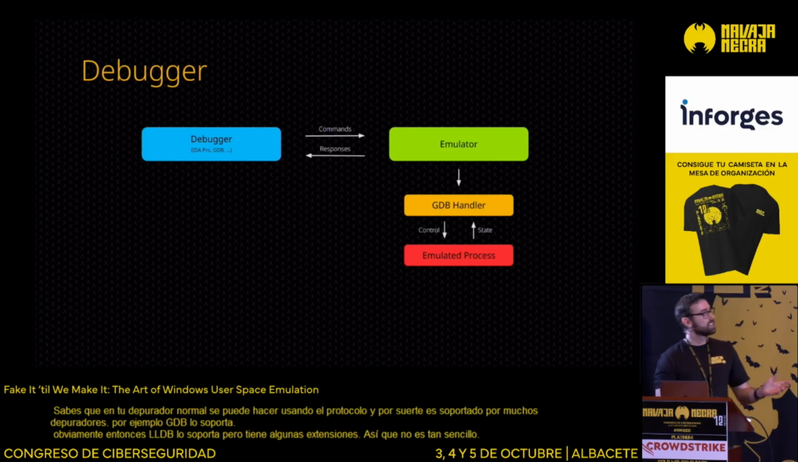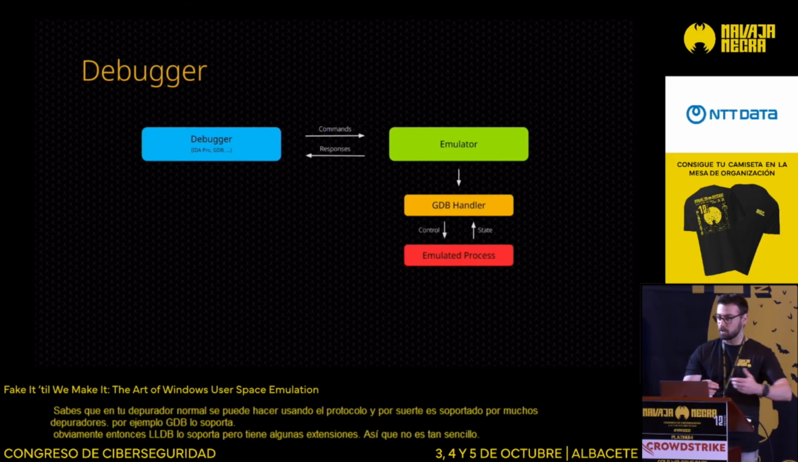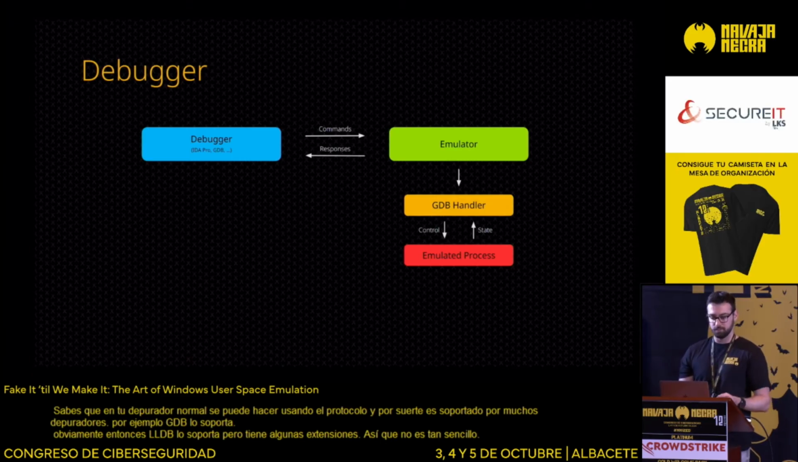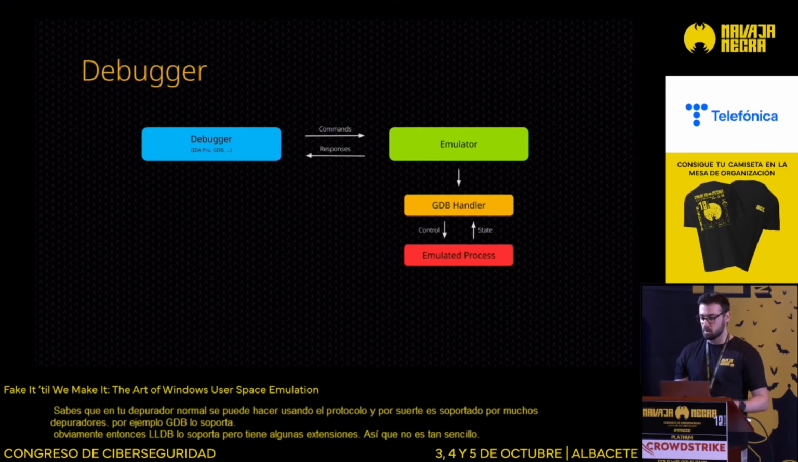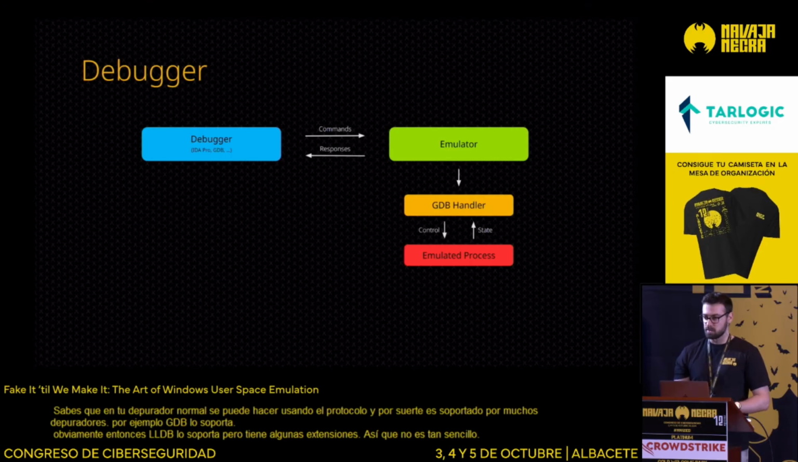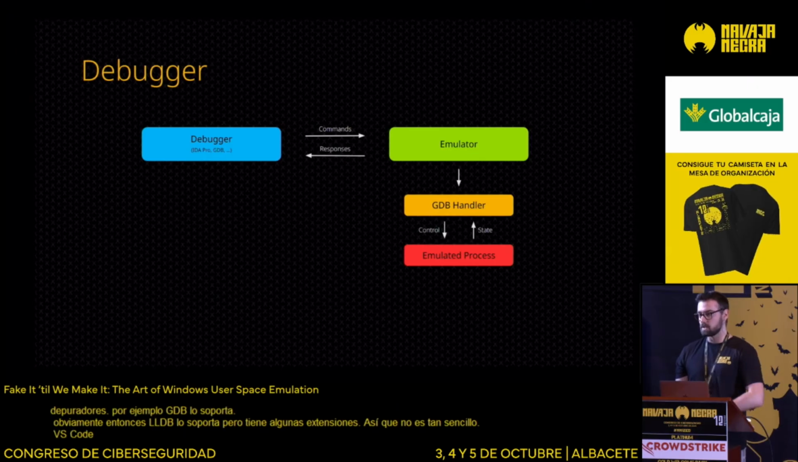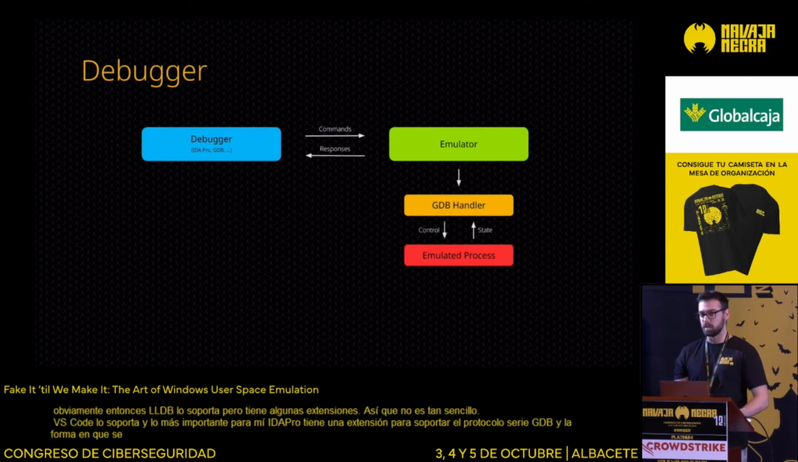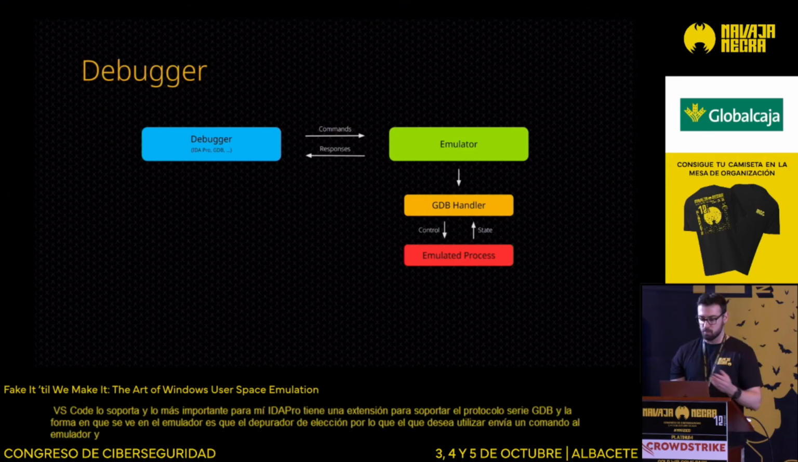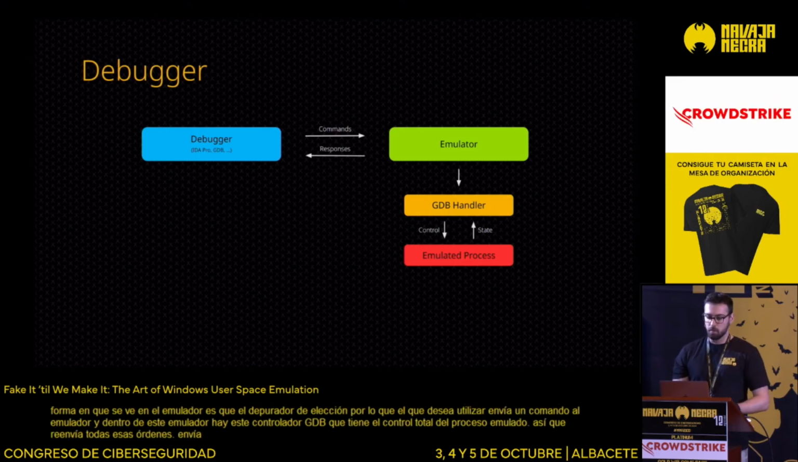And the way it looks in the emulator is that the debugger of choice, so the one you want to use, sends a command to the emulator, and inside this emulator, there is this GDB handler, which has full control of the emulated process. So it forwards all those commands, it sends the request to change the register, it can write the memory, but it can also read the state of the emulated process. So it can read the memory, it can read the registers, and then the emulator responds with the information and sends it to the debugger.